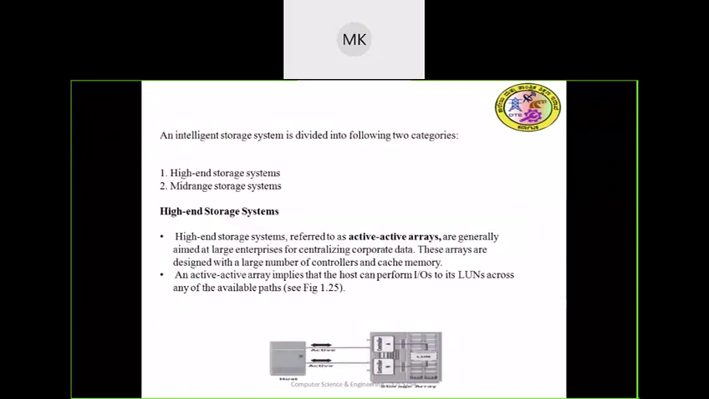An intelligent storage system is divided into the following two categories: high-end storage system and mid-range storage system. High-end storage systems refer to an active-active array, and are generally aimed at large enterprises for centralized corporate data. These arrays are designed with a large number of controllers and cache memory. An active-active array implies that the host can perform I/O to a LUN across any of the available paths.